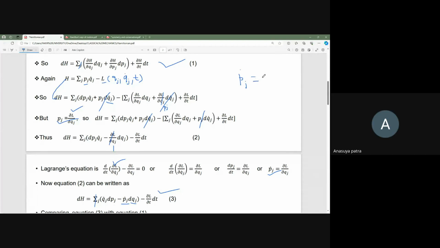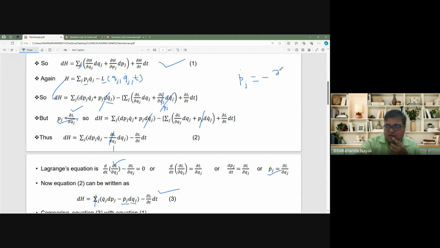Minus, how much? Pj dot is equal to minus del H by del Qj. Similarly, comparing the coefficients, we got here Qj dot coefficient dPj, here del H by del Pj is the coefficient of dPj. So Qj dot is equal to del H by del Pj.